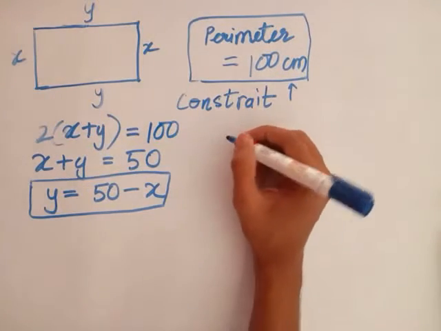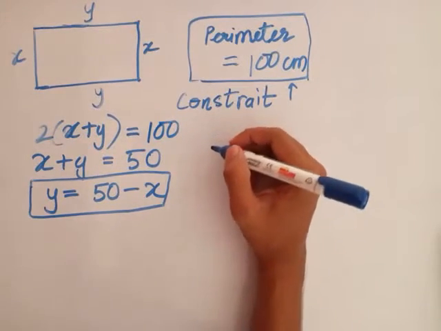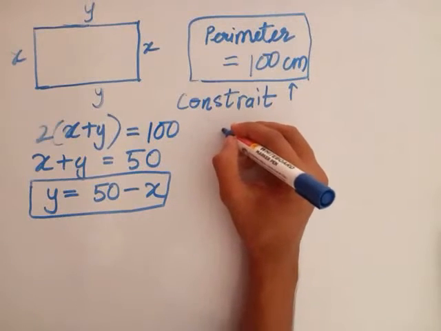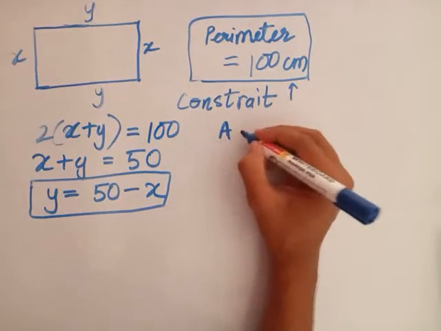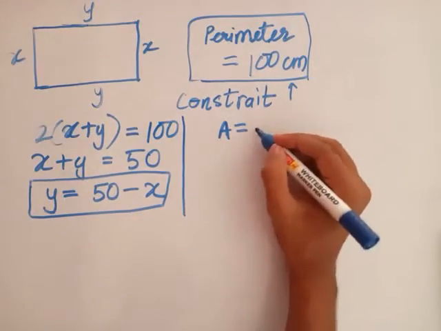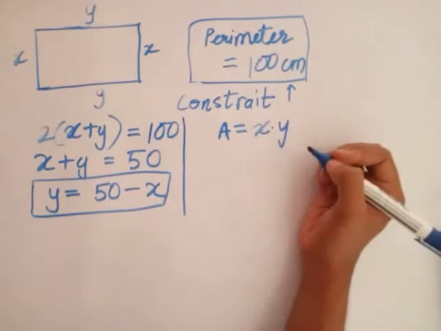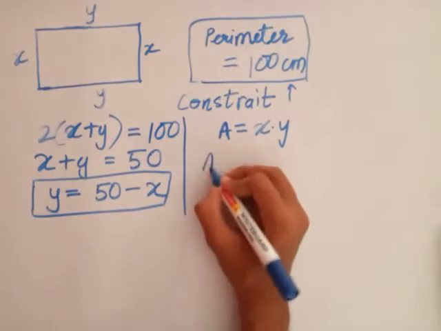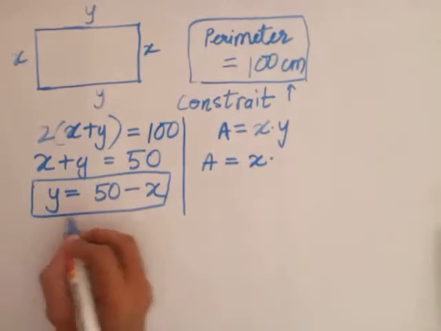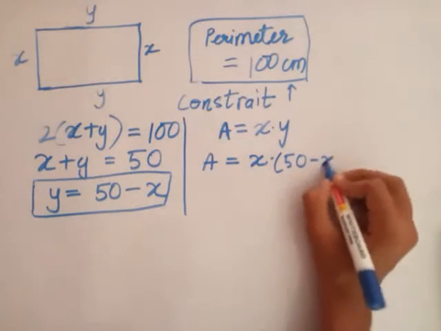Now we need to find the area, since we are looking for the maximum amount of area we can get. So the area of a rectangle, let me write area A, is equal to the product of the length and breadth. In this case, x multiplied by y. Now x I'm going to rewrite as it is, and y, as you can see from this equation, I'm going to write as 50 minus x.